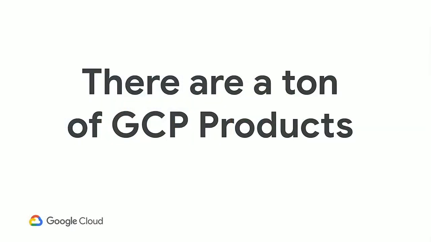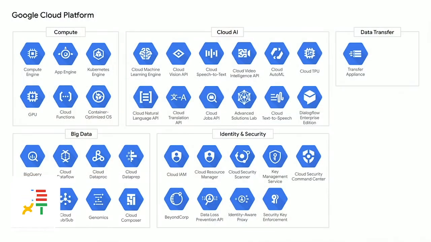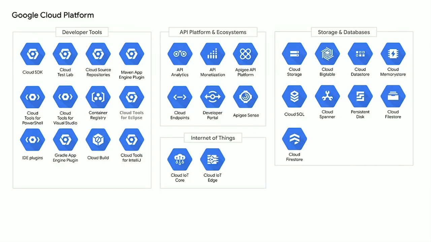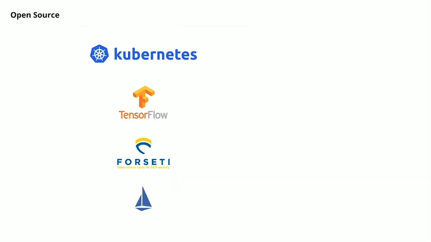So let's get started. There are a ton of GCP products. When I went to put this talk together, I went to our canonical list of all of our products to see what things I should talk about. And I saw these, and then I saw these, and then I saw these, and I was like, oh, what did I sign up for here, this talk? I can't get through all of this, right? And there are open source ones that we also do a lot with. So I can't get through all of this.